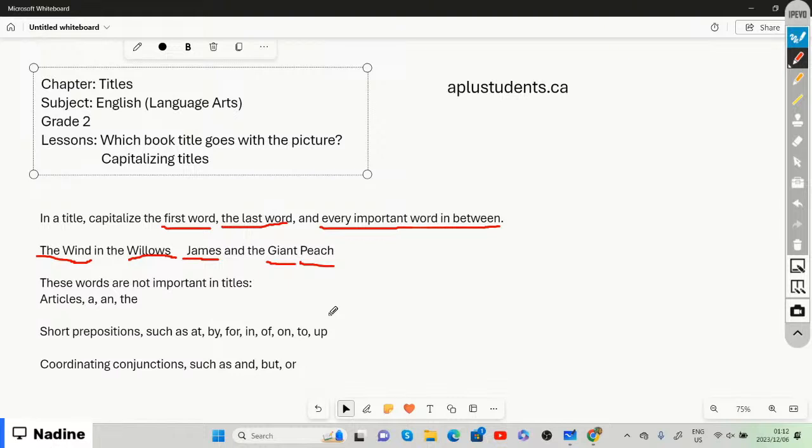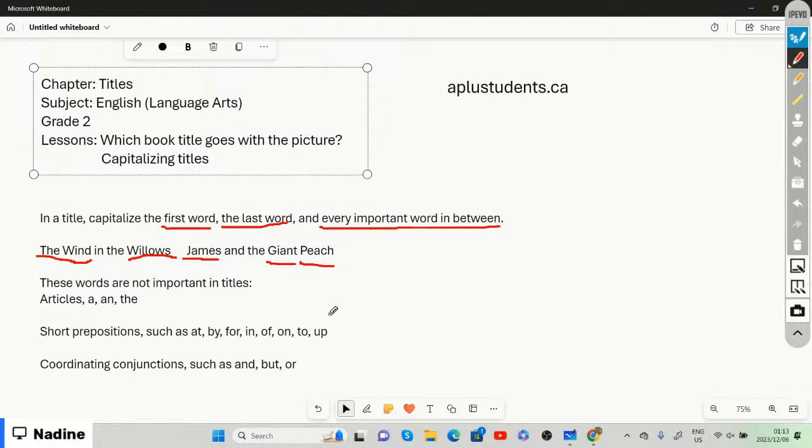So basically, James, giant, and peach are the more important words that we capitalize. The word and is a coordinating conjunction. That is not seen as important, so we do not capitalize that.